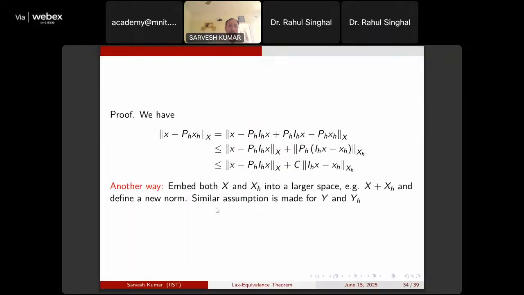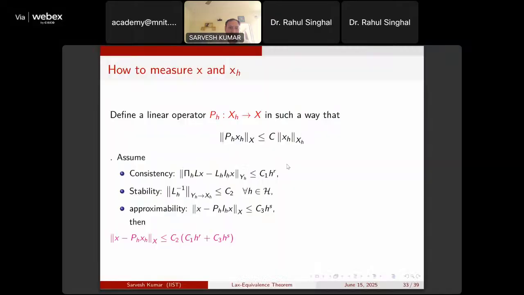Okay. So the proof is again just an application of the triangle inequality. You decompose the error by introducing PH IHX, and by triangle inequality you can just separate this, and apply what is given to me, and we get the orders R and S directly.